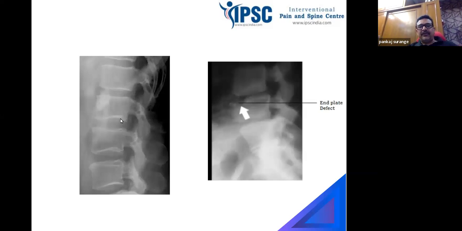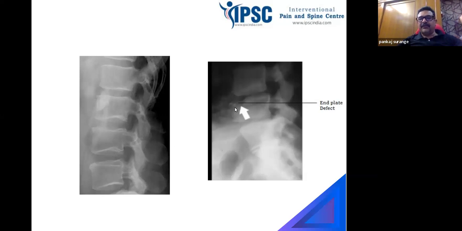Okay. What is important for us is to see this. Now look at this. These are called small nodes. All these small nodes or the end plate changes are not painful. How do we make out whether it is painful or not? If you look at these end plates, they have smooth margins. There is no irregularity in the margins. They are just like a depression into the end plates. So these kinds of end plate changes are not painful.